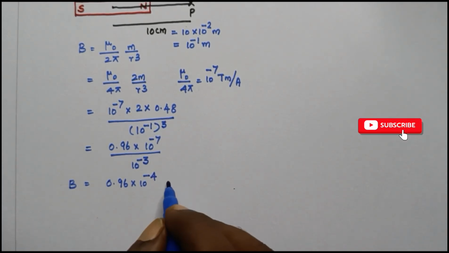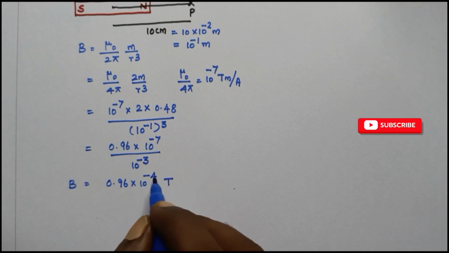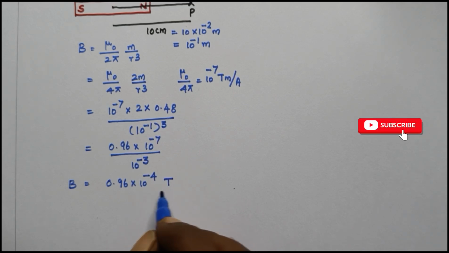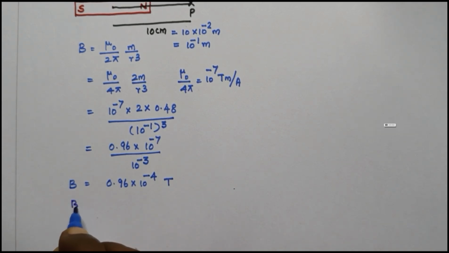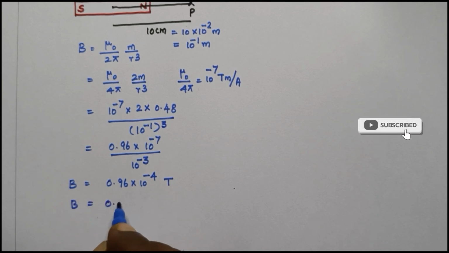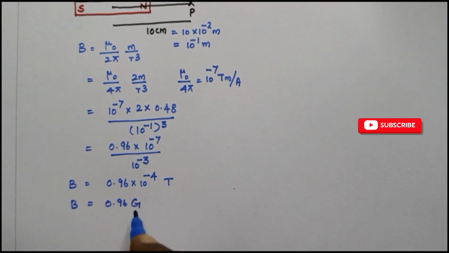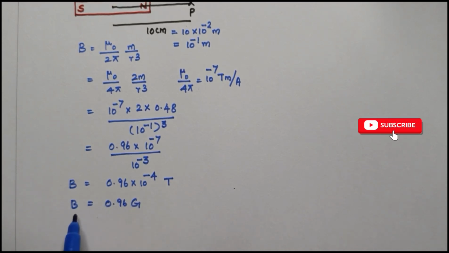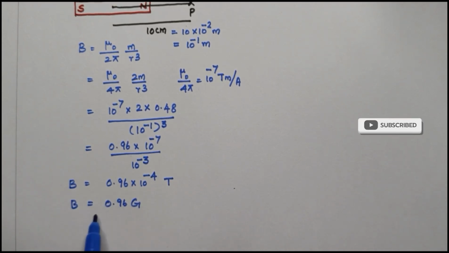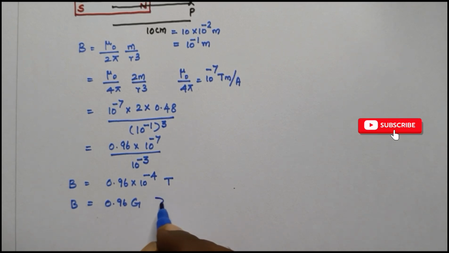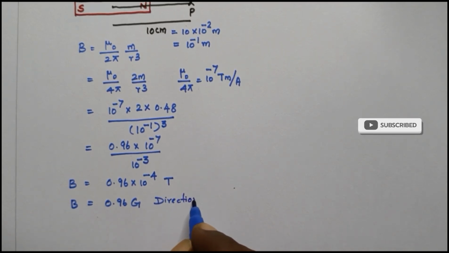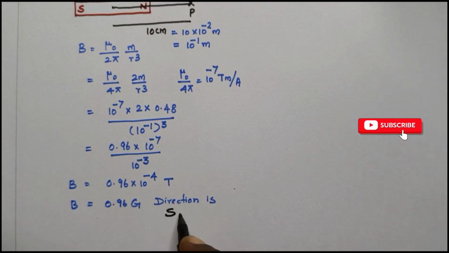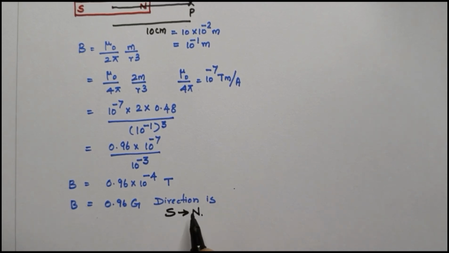The unit of magnetic field is Tesla. 10 to the power minus 4 Tesla can be written as 1 Gauss. Therefore, B is equal to 0.96 Gauss. Next, what is the direction of this magnetic field? The direction of this magnetic field is from south to north. The direction of the magnetic field is from the south pole to the north pole. This is the answer for the first question.